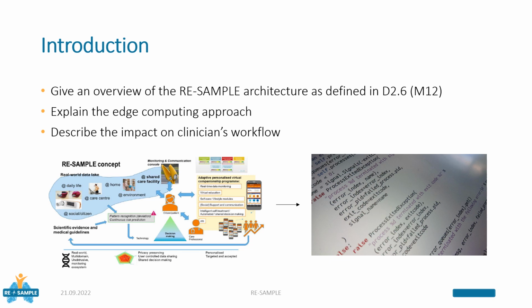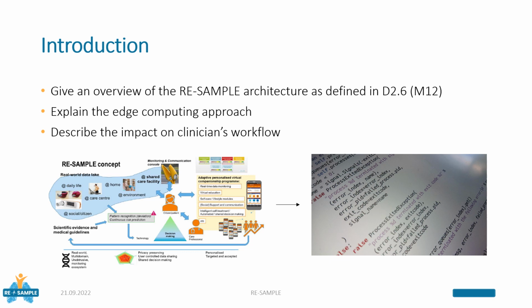Since then, there have been some updates and extensions to the architecture, lastly discussed in end of August at UPRC. We want to explain the edge computing approach that is used in resample and describe the impact that the architecture design has on the clinician's workflow. We are reusing the user stories developed in Work Packet 3 to put the impact into the context of resample.